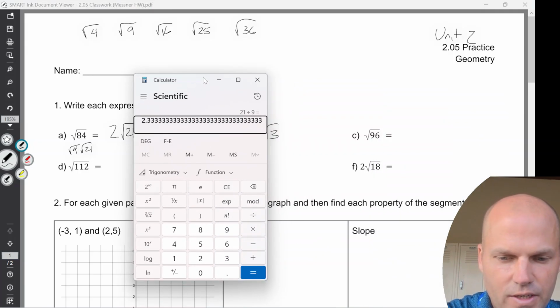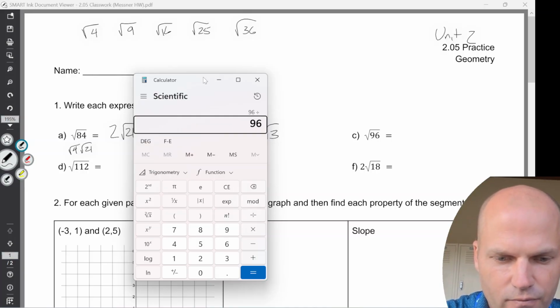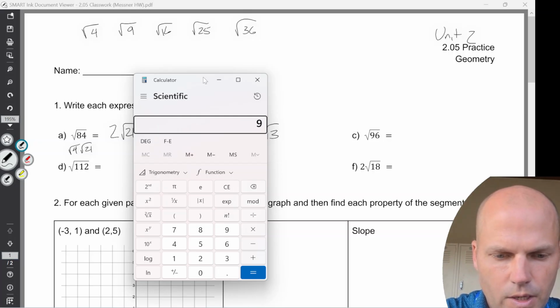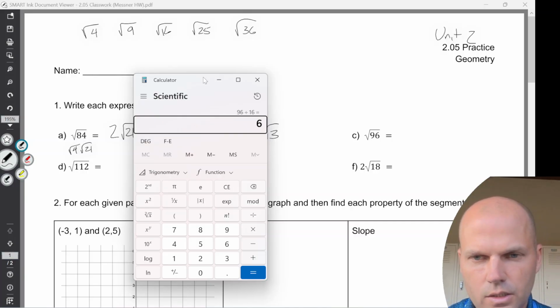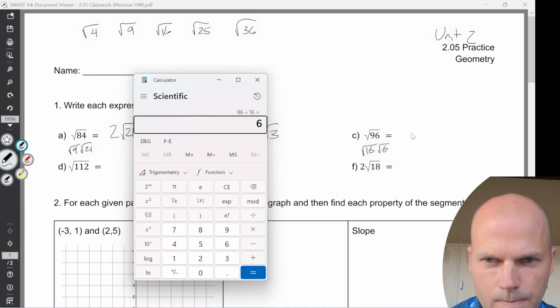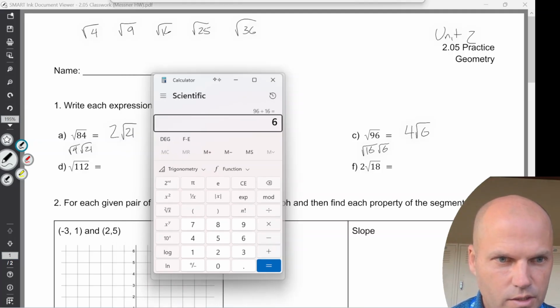Let's see, 96. I'll divide it by 49. Nope. 96 divided by 36. Nope. 96 divided by 25. Nope. 16. Yes. Okay, so I see that root 16 times root 6 is root 96. Root 6 can't be simplified, but root 16 is the number 4. So 4 root 6 is root 96.